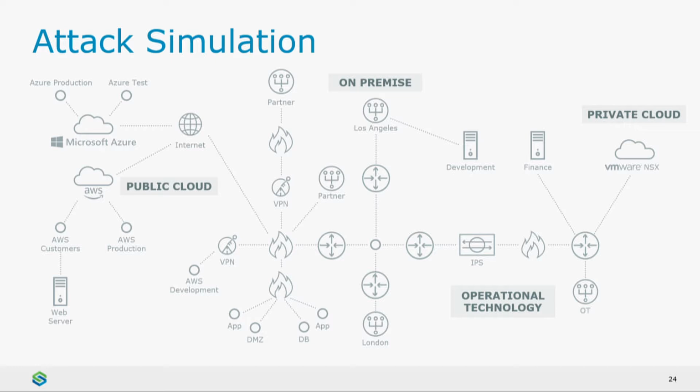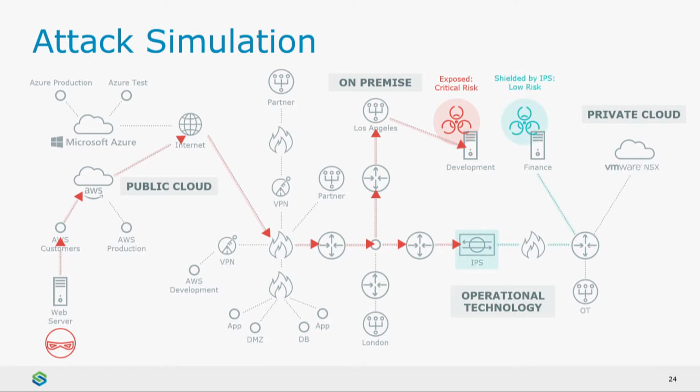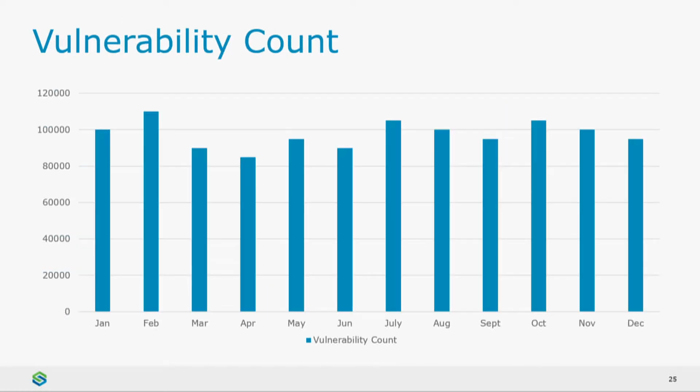So attack simulation, the same map, right? Just to demonstrate that if I have access to an exposed vulnerability and I can hit it, this is an attack vector. And if I have an IPS device which is protecting and not detection only, it will be blocked. So my asset is protected.